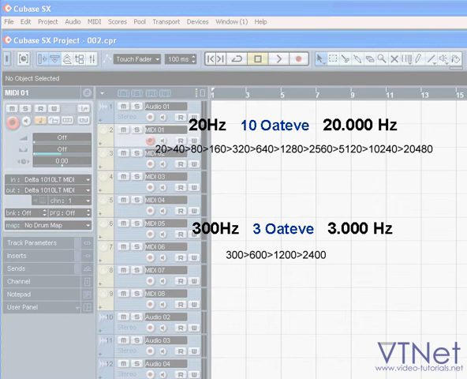Human speech usually ranges from about 300 to 3,000 hertz, or in about 3 octaves. This is demonstrated by 300 to 600, 600 to 1200, 1200 to 2400.